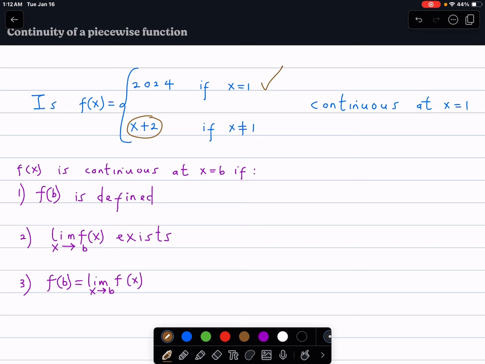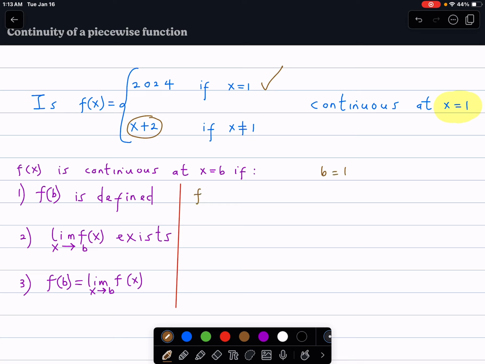So I'm going to check these conditions on the given function. I'm just going to draw a line by the side. And so here was my b from the question. I'm checking the continuity at x equals 1, so my b is just going to be 1.